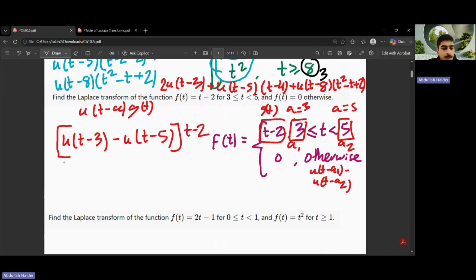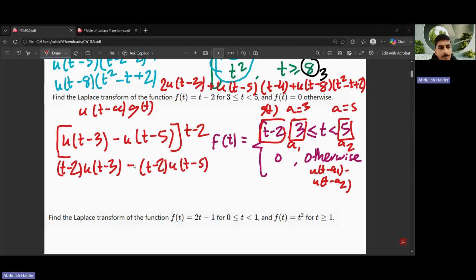So we multiply them: u(t minus 3)(t minus 2). And by the way, to be honest, it's better to keep the g of t on the left side. I'll explain later why. So we have (t minus 2)u(t minus 3) minus (t minus 2)u(t minus 5).